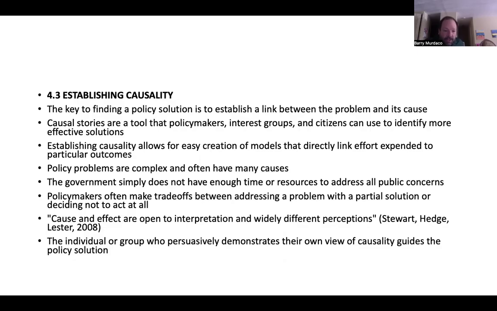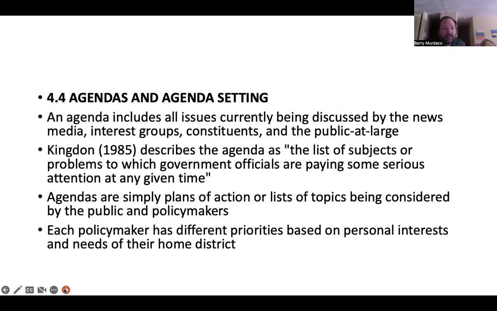So again, policymaking is fundamentally a technical process. It requires knowledge, and most of the problems just seem to stem from lack of knowledge or not enough time to address the problems. And again, power is once again minimized here. Policymakers often make trade-offs between addressing a problem with a partial solution or deciding not to act at all. Cause and effect are open to interpretation and widely different perceptions. Even the individual or group who persuasively demonstrates their own view of causality guides the policy solution.